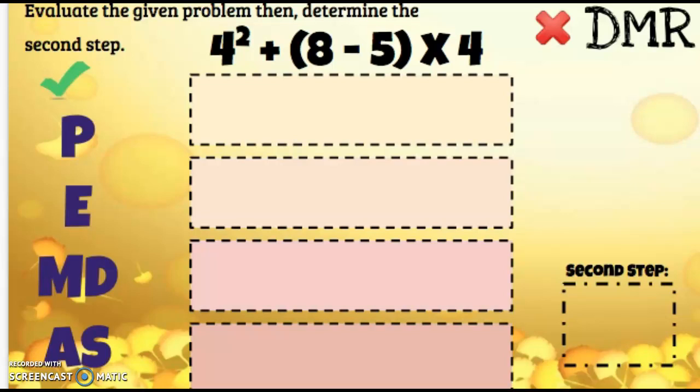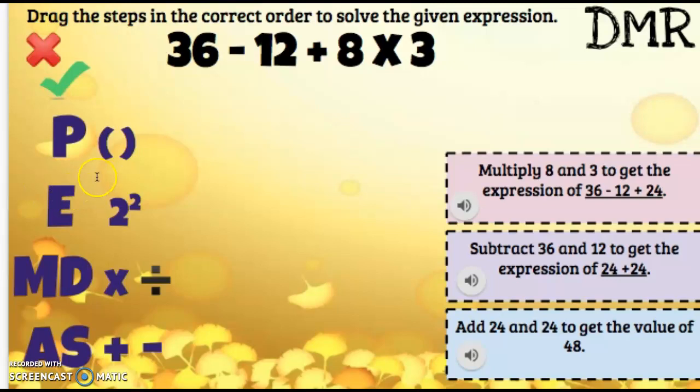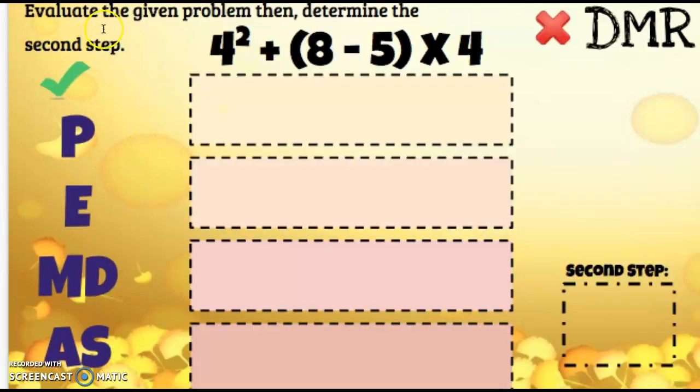Okay, so for this DMR, it says to evaluate the given problem, then determine the second step. So if we were, again, using PEMDAS, please excuse my dear Aunt Sally. Okay, so I kind of took away the pictures that go with it, but if you need it, just go back to the previous slide and it's the same thing.